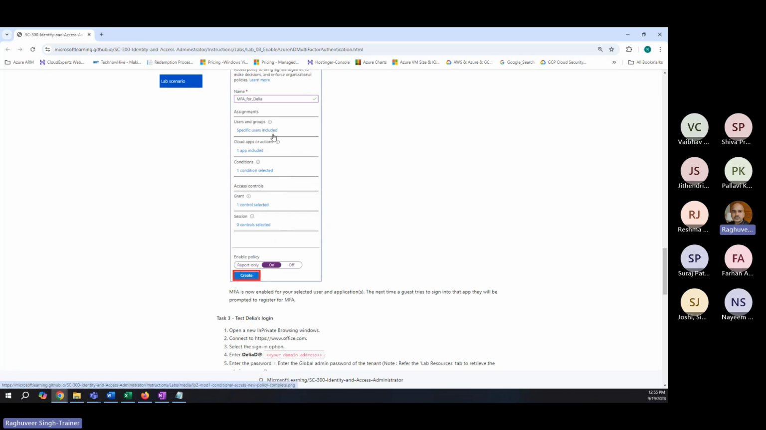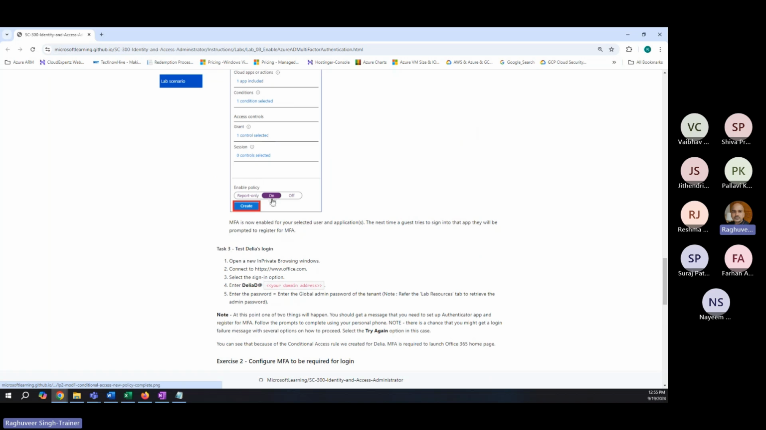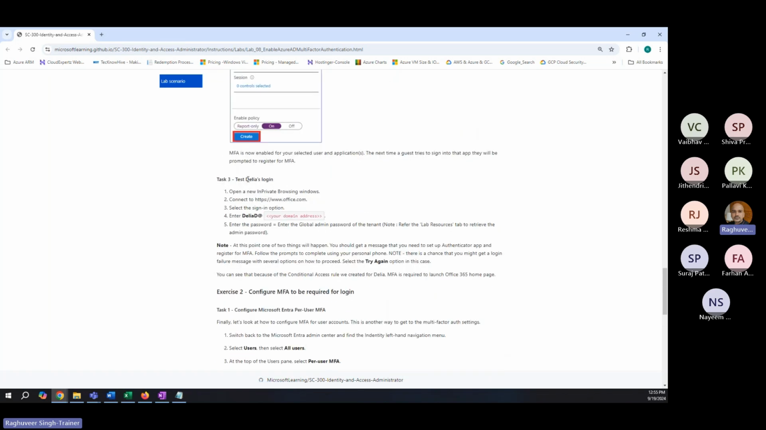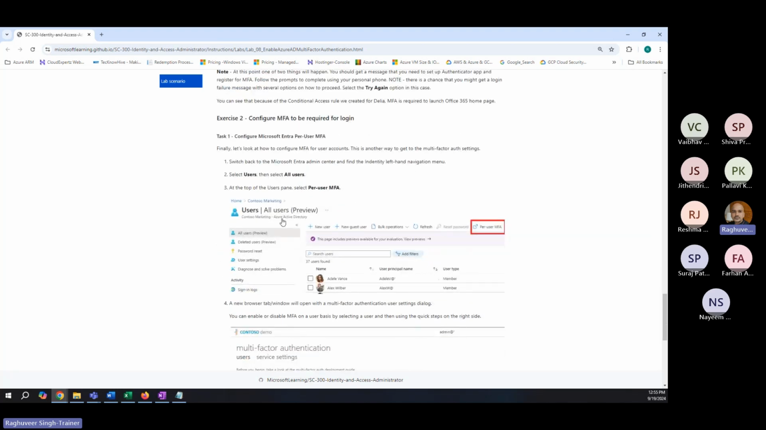I will talk about conditional access policy tomorrow. I will start tomorrow's session with that. However, you can do this lab, which will create a sample conditional access policy for the user which is already there in the lab, but you can pick any member or guest user that you have and configure it. Once the conditional access policy is configured, configure MFA to be required for login. You can also configure per-user MFA.